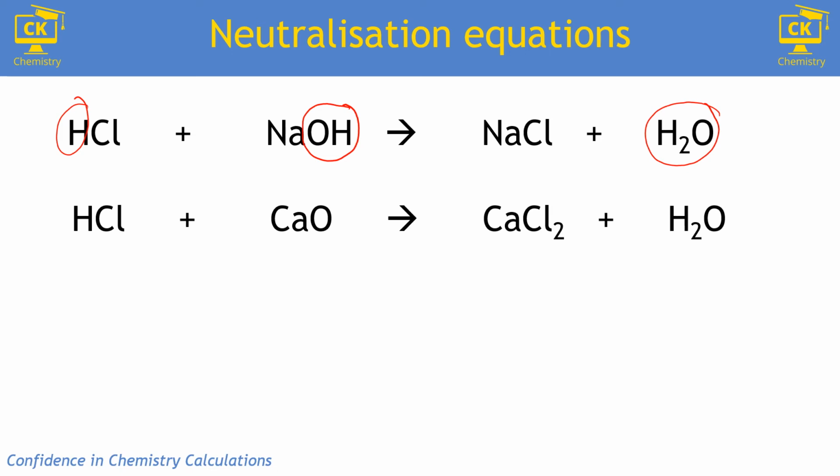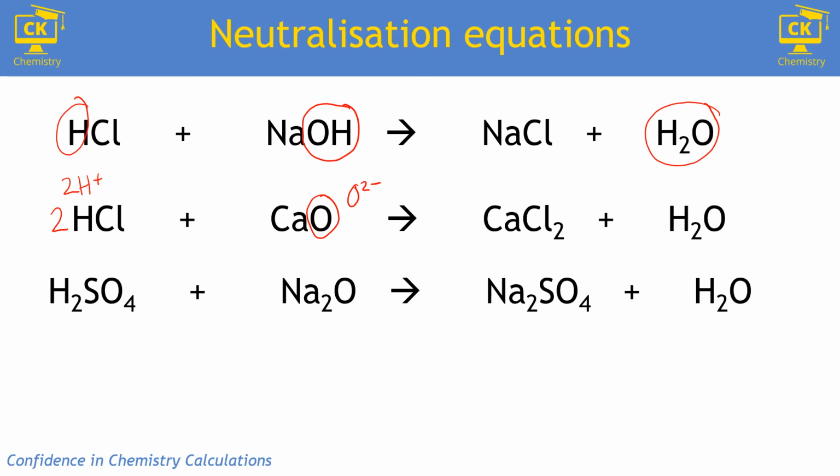This time the negative ion in the base is oxide, so that's O2 minus. Now I can't just put one H plus with O2 minus, that will make me OH minus, I won't have water. So I'm going to need two H pluses, which means because HCl only has one H plus, I'll need two HCl's. Now that I've done that, can you see the whole of the rest of the equation is balanced? I have CaCl2, I have two Cl's for my HCl, I have two H's and an O to make H2O. Everything is sorted.